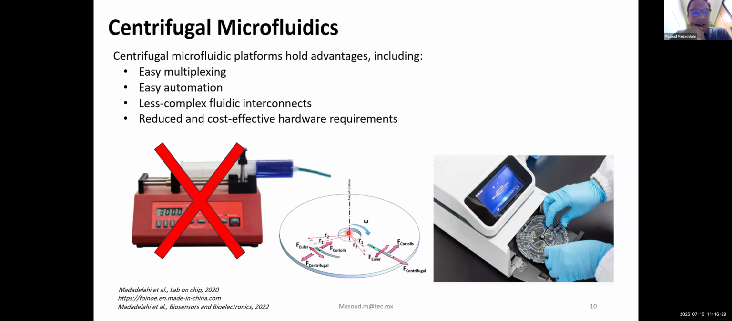What are the advantages of centrifugal microfluidics? Well, one important one is easy multiplexing. The second one is automation. This platform is very, very good for automation. It has less complex fluidic interconnections, and it is very cheap. Specifically, if you can use a DC motor, you don't need to go for syringe pumps, which are pretty costly.